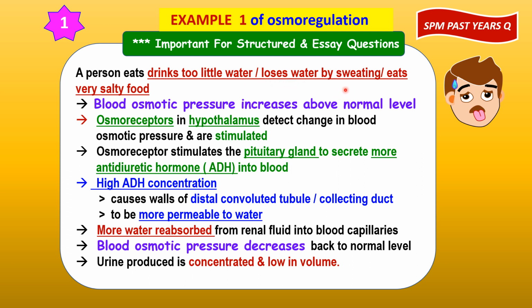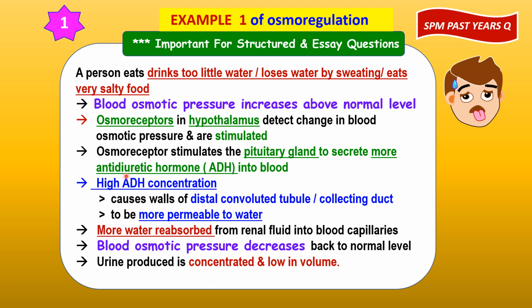Or if a person loses water by sweating or eats very salty food, this will all increase the blood osmotic pressure above the normal level, right? So osmoreceptors in the hypothalamus detect the change in the blood osmotic pressure. They are stimulated and they will send impulses to stimulate the pituitary gland to secrete more antidiuretic hormone. The key word here is more ADH into the blood.